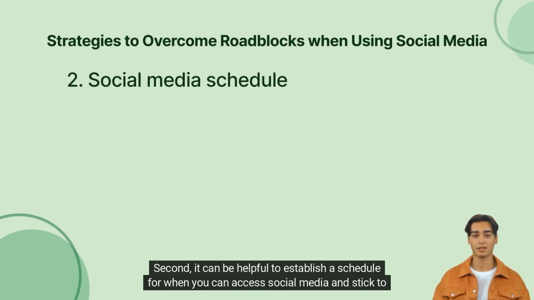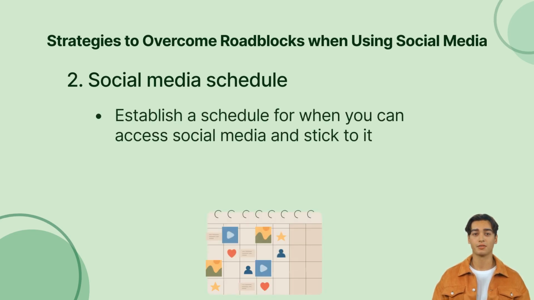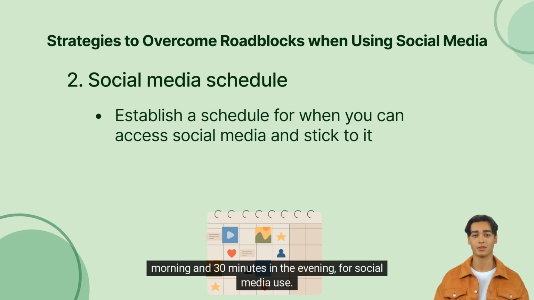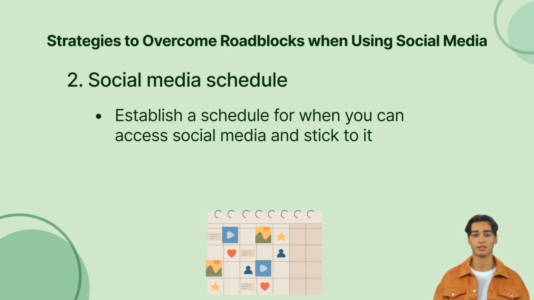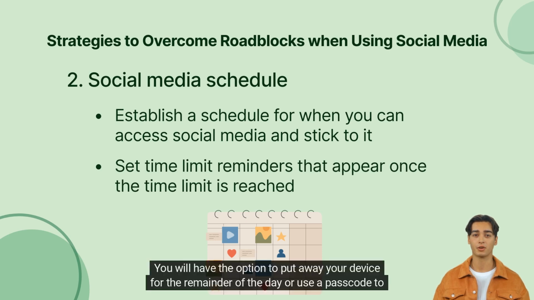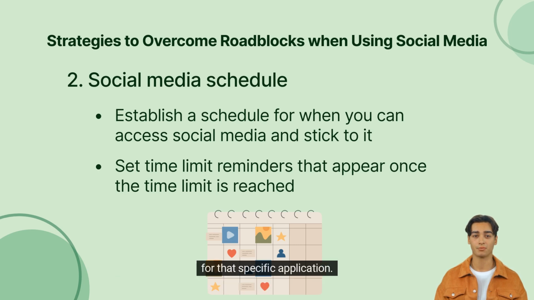Second, it can be helpful to establish a schedule for when you can access social media and stick to it. For example, you might decide to allocate specific time slots during the day, such as 30 minutes in the morning and 30 minutes in the evening for social media use. Time limit reminders will appear once the time limit is reached. You will have the option to put away your device for the remainder of the day or use a passcode to bypass the application lock should you need to continue with a message you were writing or task you were completing for that specific application.